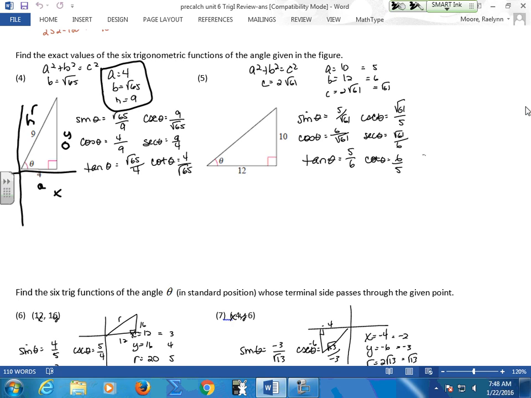Remember Pythagorean theorem. Be careful when the C is given. So just be careful of that. Reduce your radicals. You don't have to rationalize, but you do have to reduce. Your fractions have to be reduced also. Just stop me if you have any questions. Otherwise, I'll assume that these were okay.